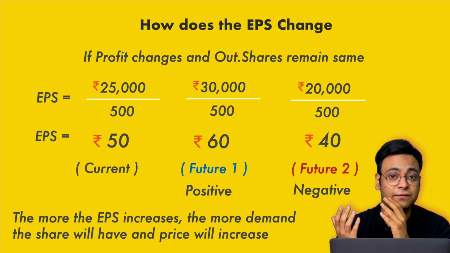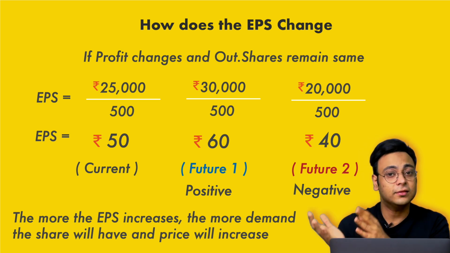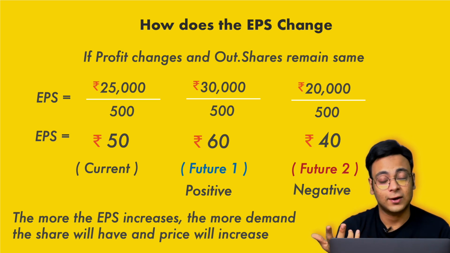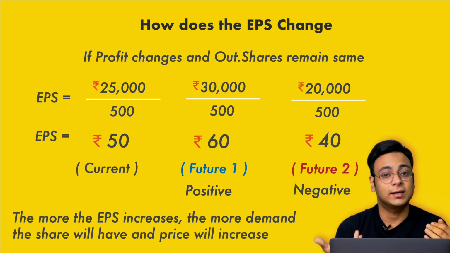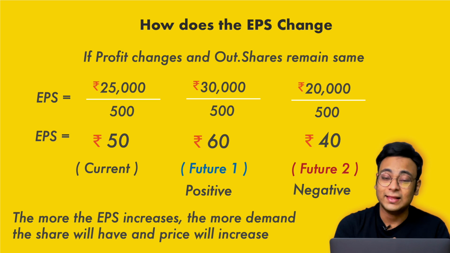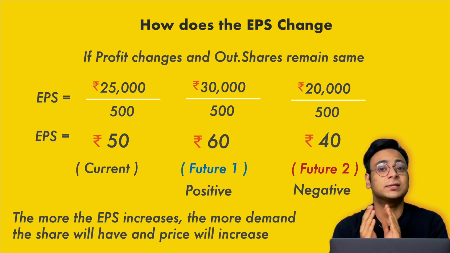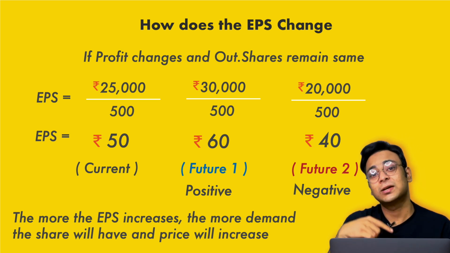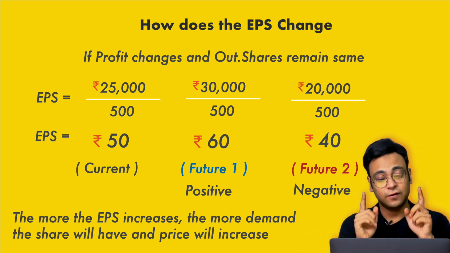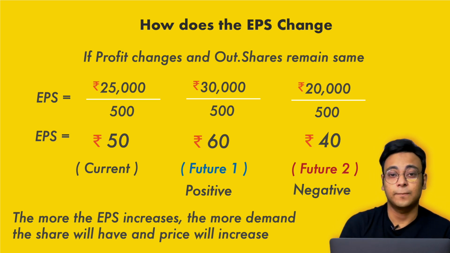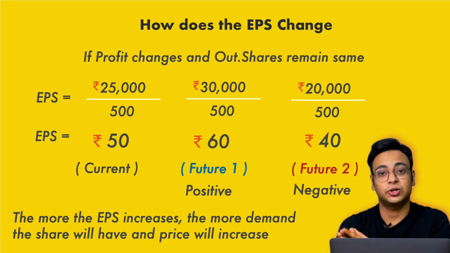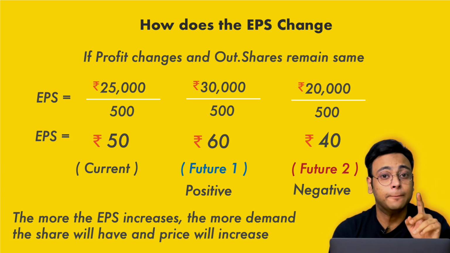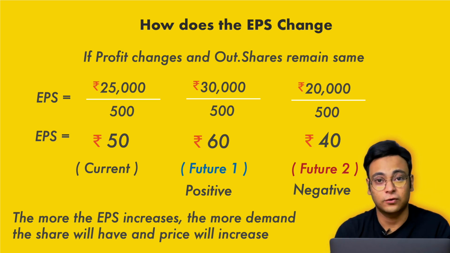Now let's say we have two situations. First is, in the future we see the company's profit has increased to 30,000 and the share capital is the same. If we do a division, then the EPS of the company becomes 60. So your profit per share has increased to 60 rupees a share, which is a very positive sign for a company. This will increase the company's share price because the demand for the company is increasing, because profit per share is increasing.